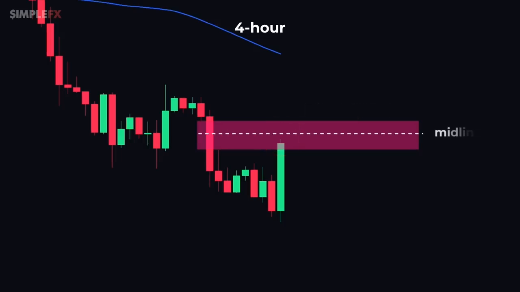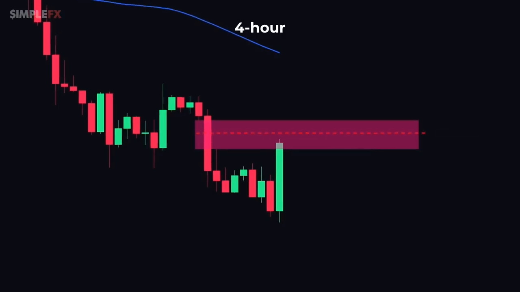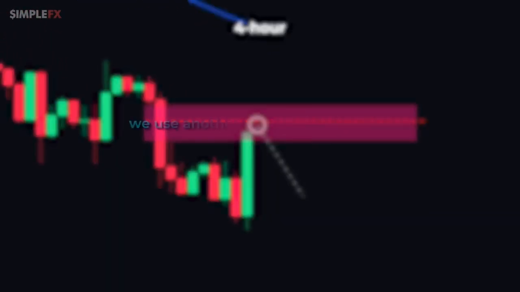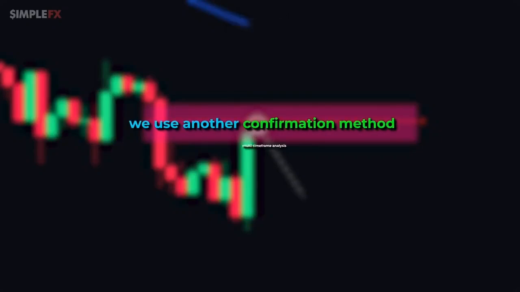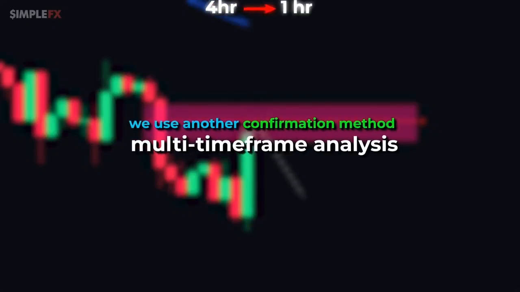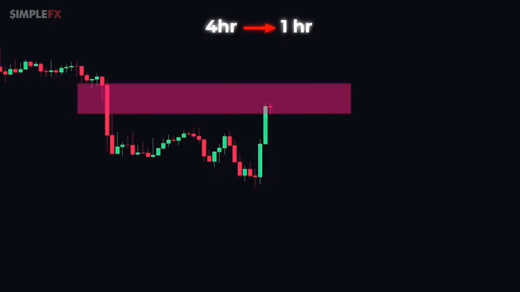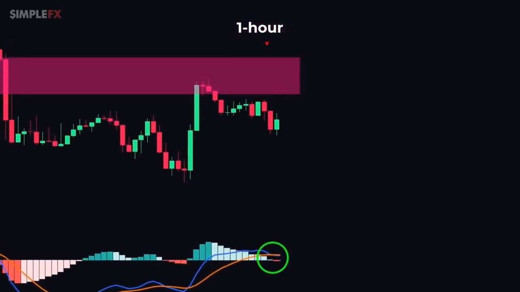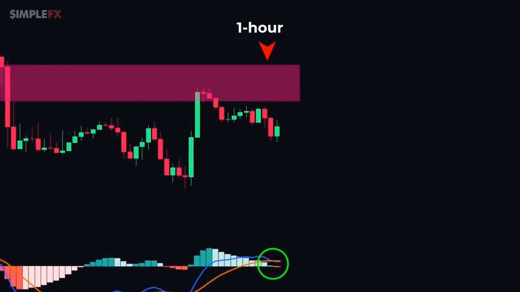Now, relying solely on the midline of the fair value gap for entry can sometimes be insufficient, as price may reverse from the gap before reaching it. So, we use another confirmation method, multi-time frame analysis. We zoom into a smaller time frame, like the 1-hour chart. Here we use a momentum indicator like the MACD to help for confirmation, so we wait for it to cross downwards. Once it does, we can take a short position.